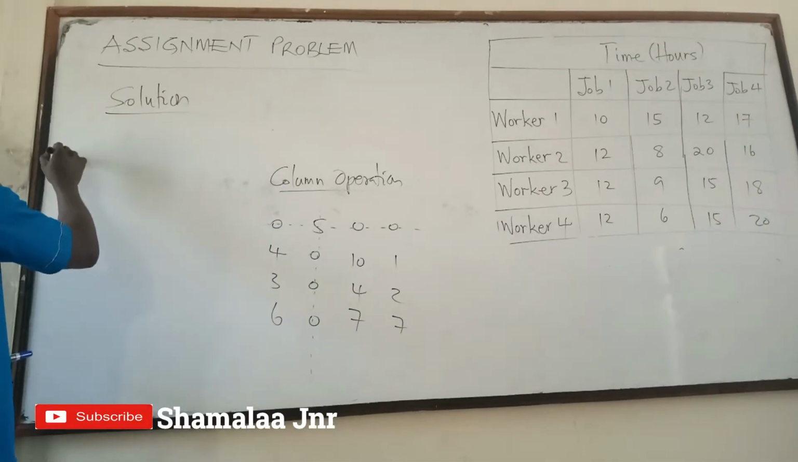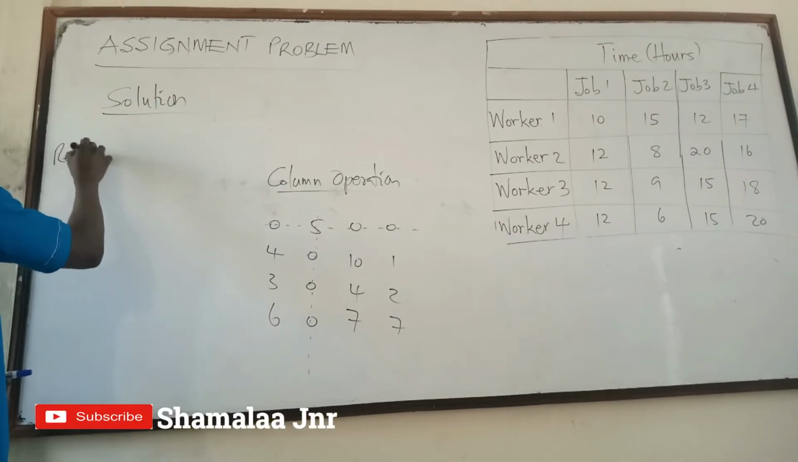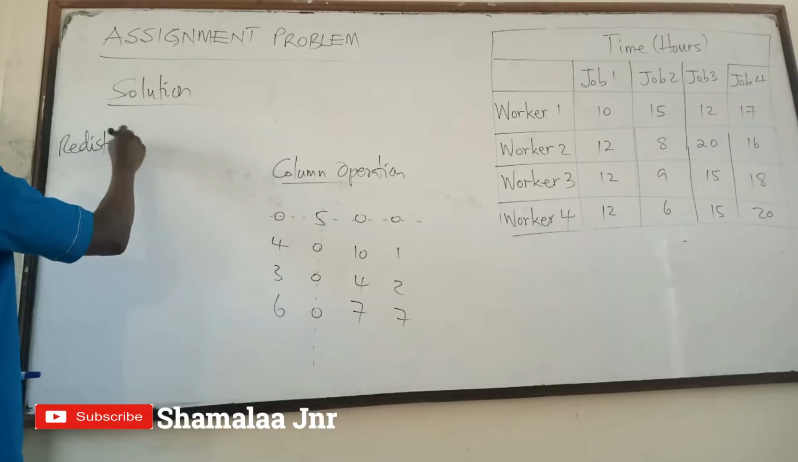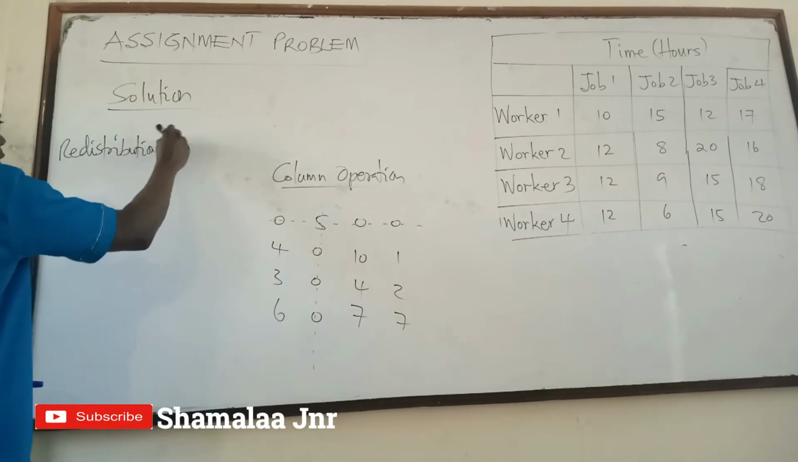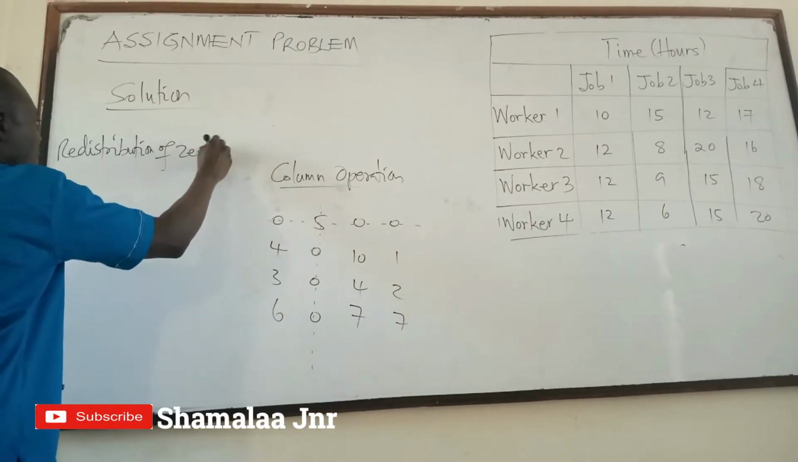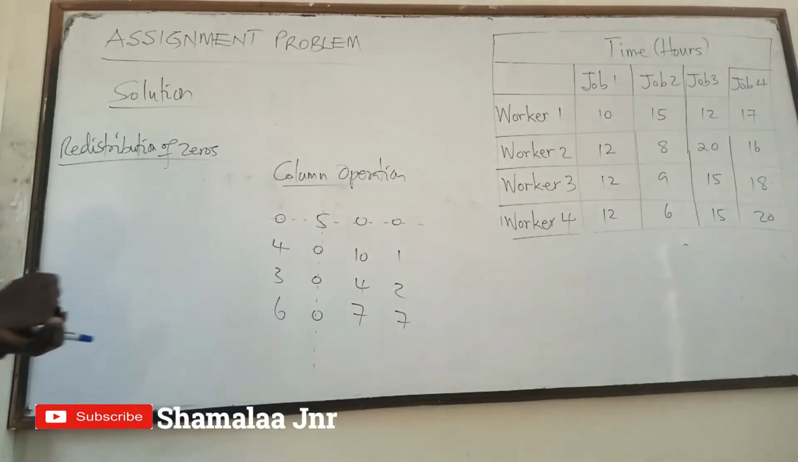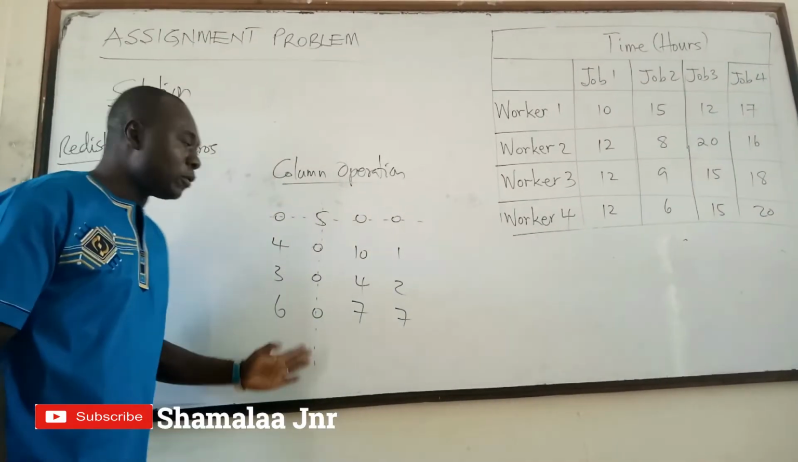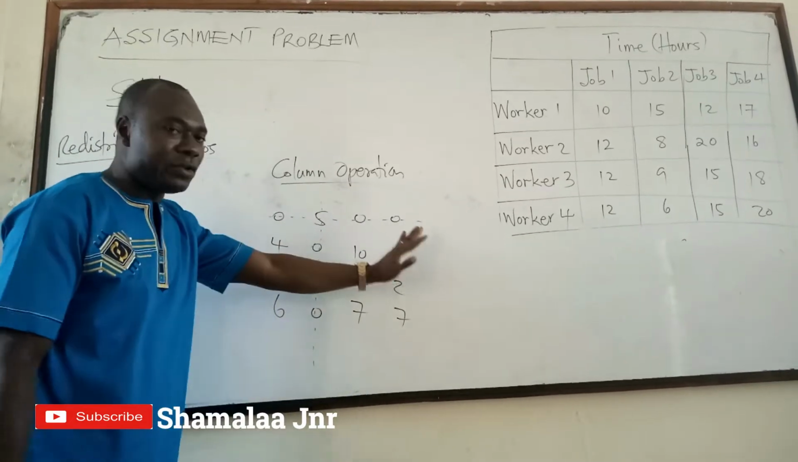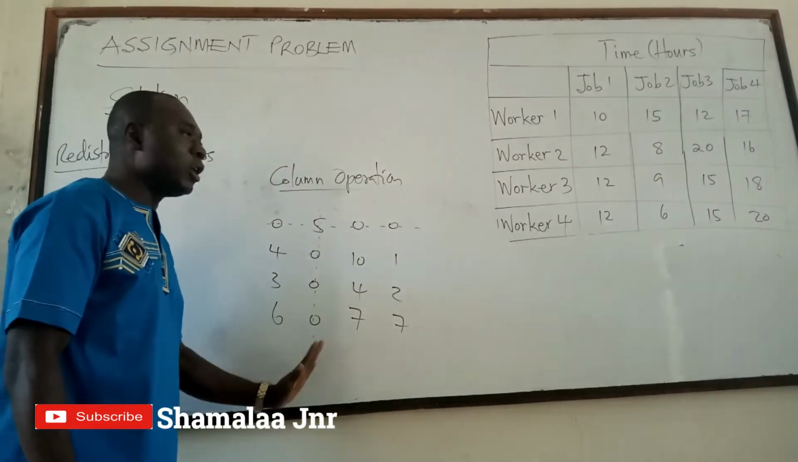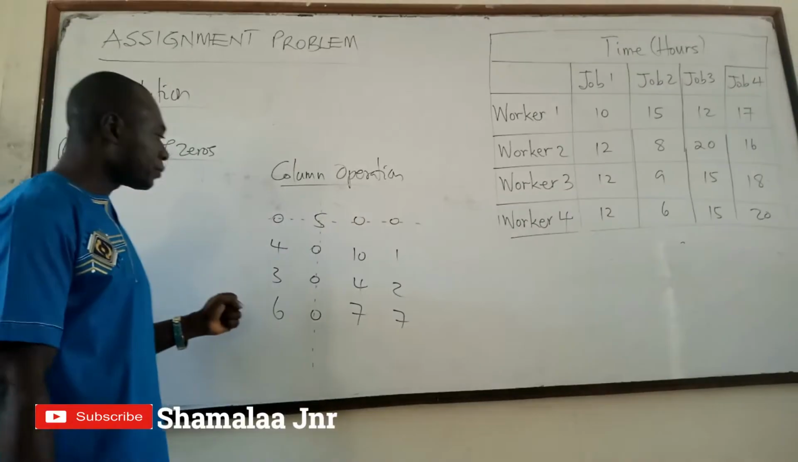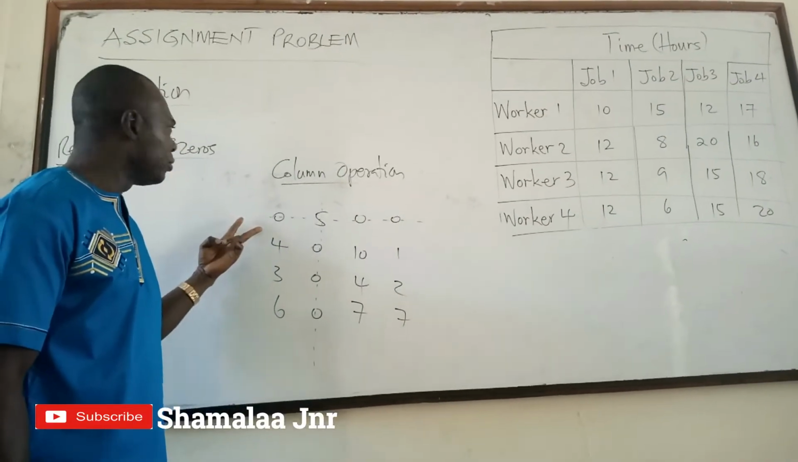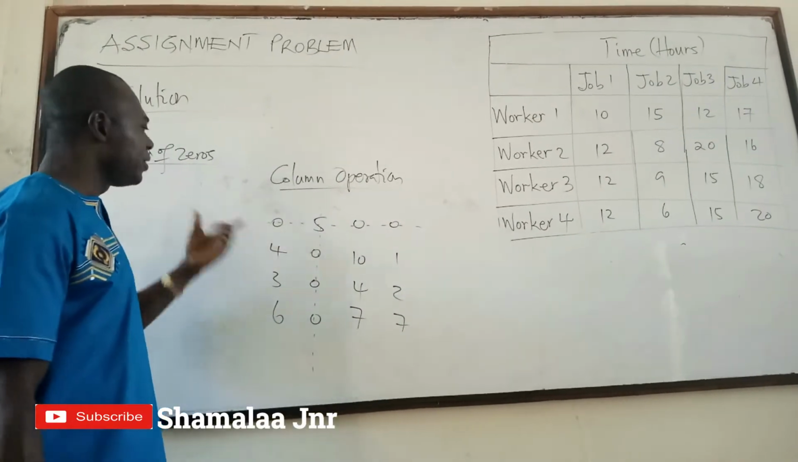Now to continue, you do what we call redistribution of zeros. You are going to redistribute the zeros. Now, look on the board. You cannot stop because you have used 2 lines to cross out all the zeros. If you're able to get 4 lines, you have to stop. Okay. Now, how do you continue? How do you redistribute the zeros?